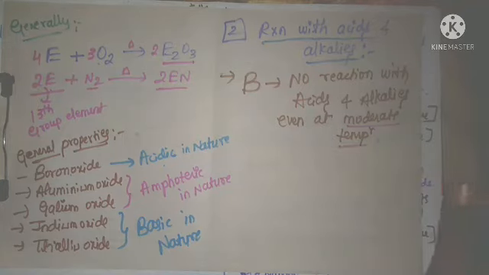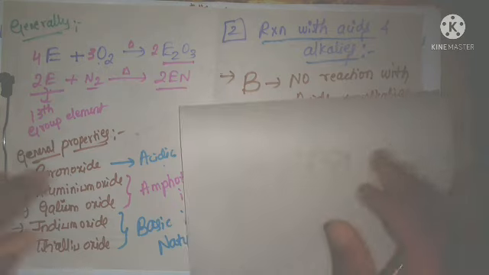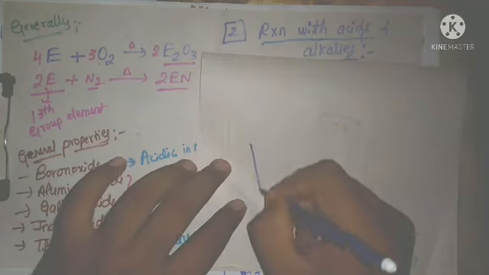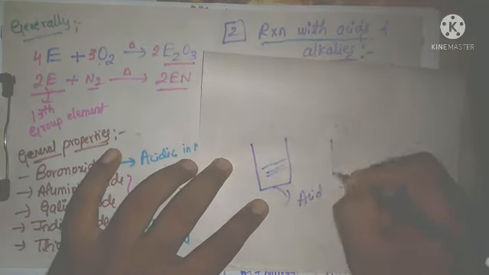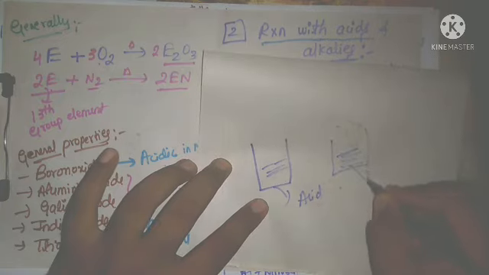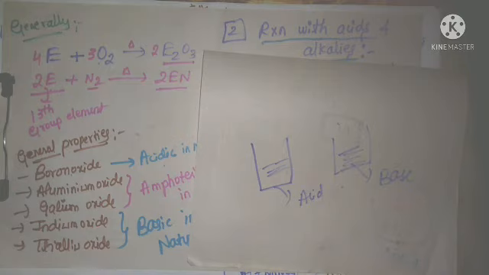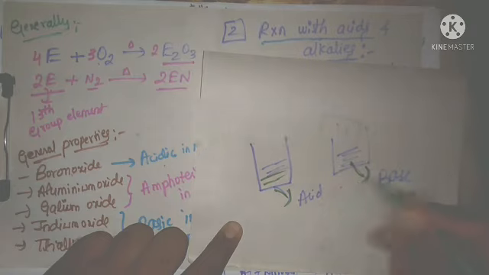Right? Now what about others, sir? Others are reacting with acids and alkalis or not, right? Now just check. If you take aluminium, if this one is the beaker which is filled with the acid, and this one is another beaker which is filled with the base. I took how many beakers? 2 beakers. One is filled with the acid, another one is filled with the base.